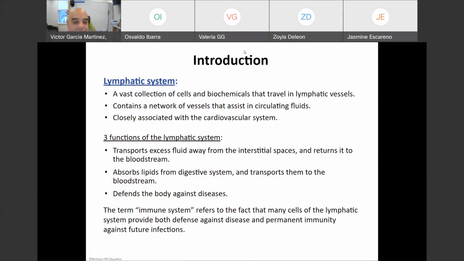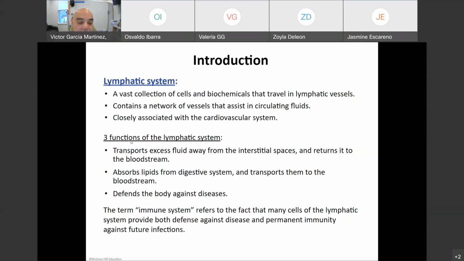Then the lymphatic system is a collection of cells, and we have a group of vessels called lymphatic vessels. They are assisting in circulating and distributing fluids, and they are closely associated with the cardiovascular system. Then, if you remember on Tuesday, we were talking about the functions of the lymphatic system, and it has three main functions.